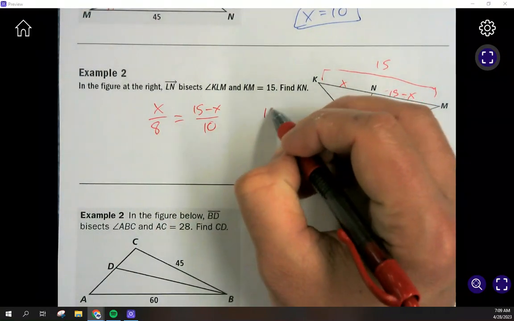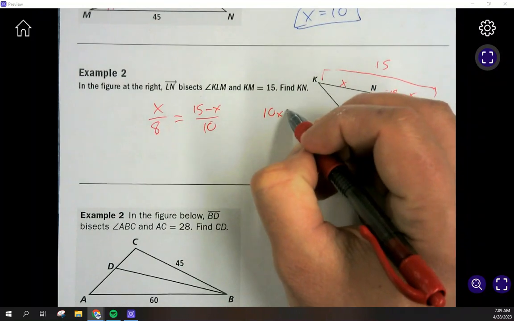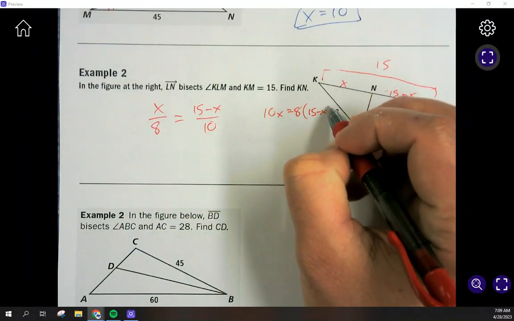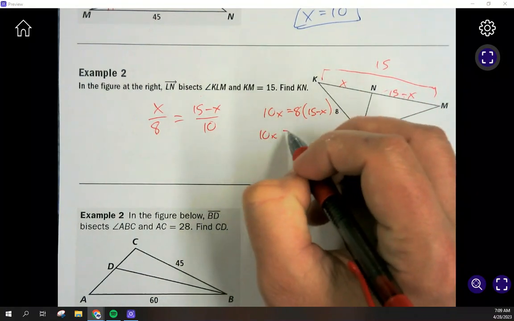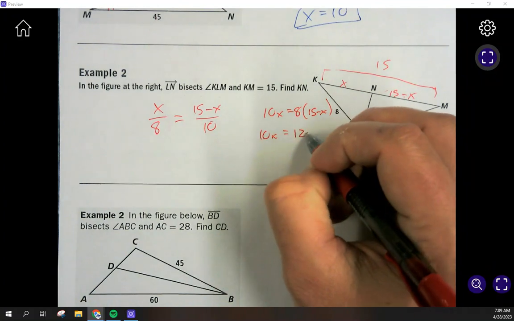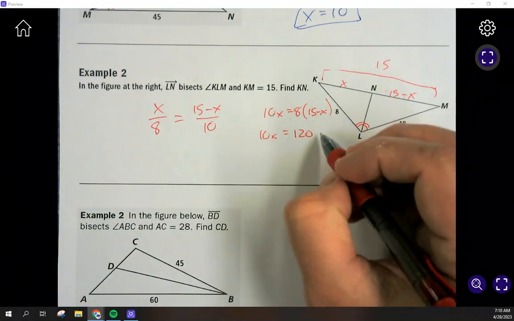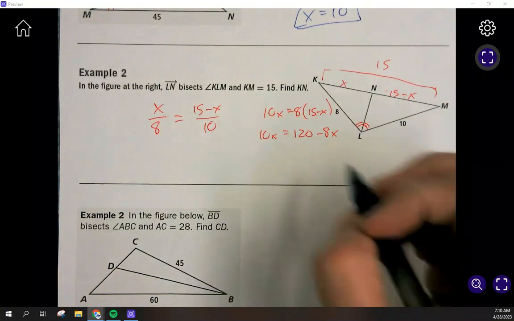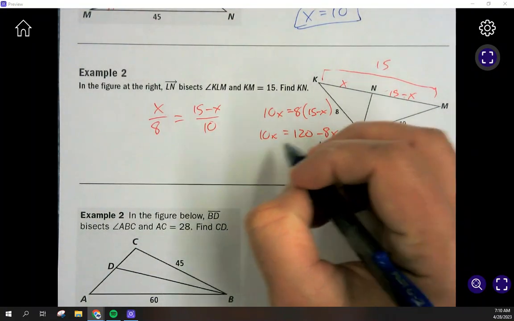This times this, that's going to give you 10x. This times this is going to be 8 distributed to 15 minus x. Go ahead and leave that side alone for a second. Let's distribute. 8 times 15 is 120. 8 times minus x is a minus 8x. To get rid of that, I'm going to add 8x because it's negative.